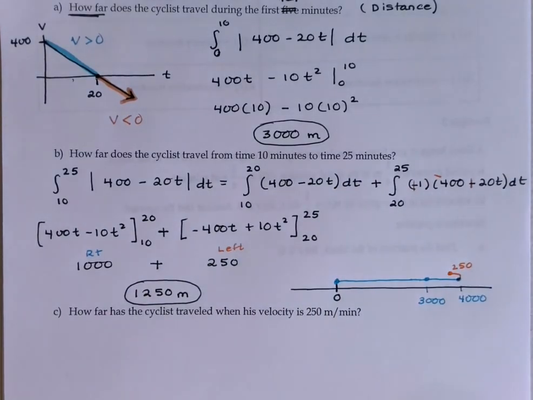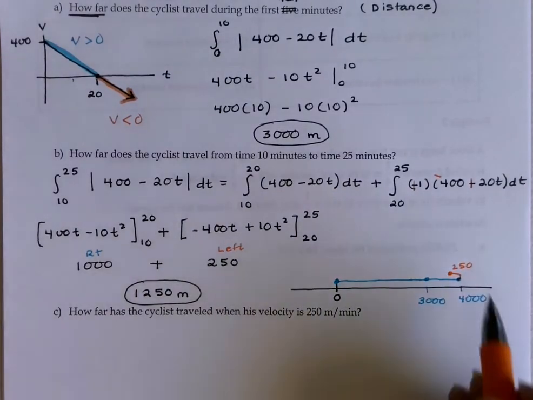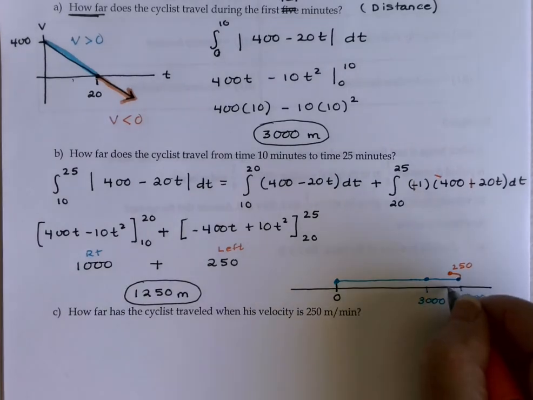And we didn't do a displacement this time, but we can actually figure it out pretty easily. We went right a total of 4,000 and went back left 250. So we're actually going to end here at 3,750.